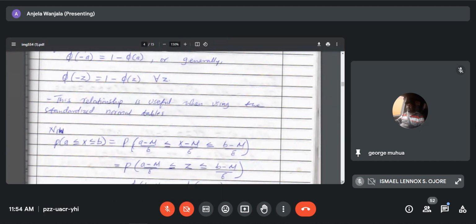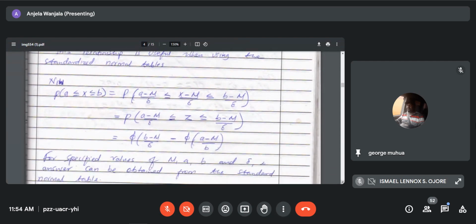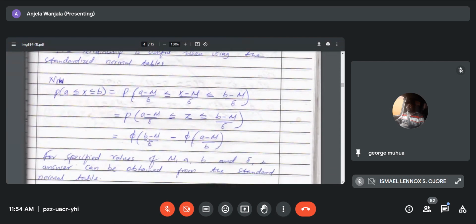And then after we find the values of the range of Z, we simply subtract. We read from the table, and we take the value for the upper bound minus that of the lower bound.